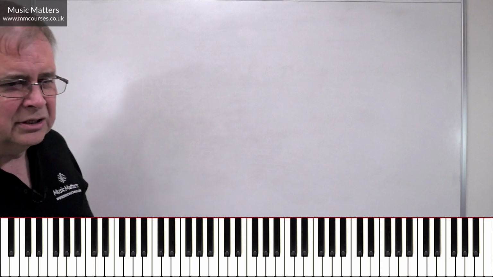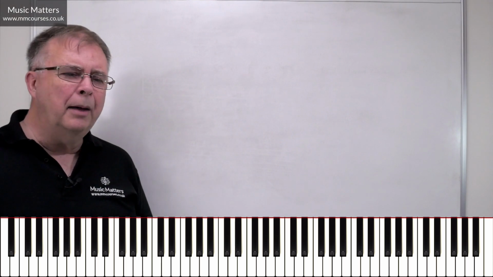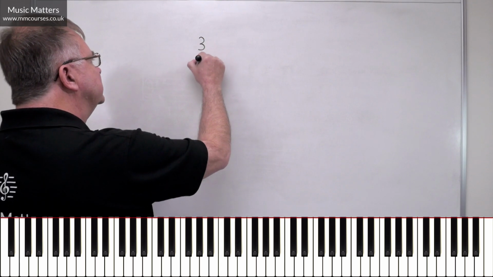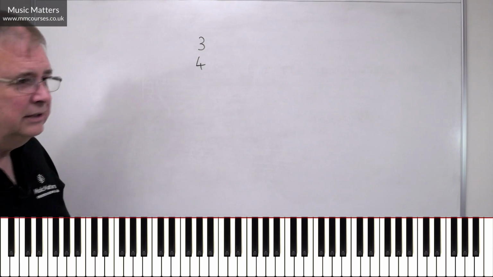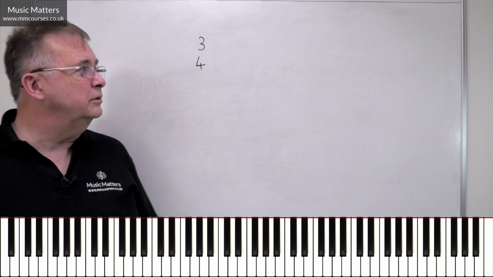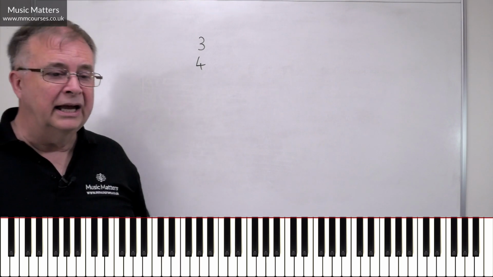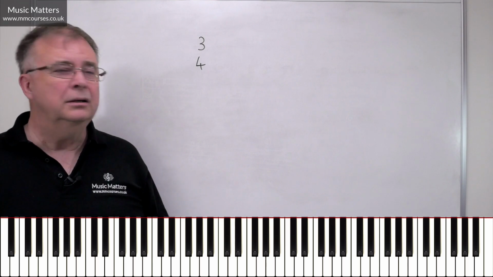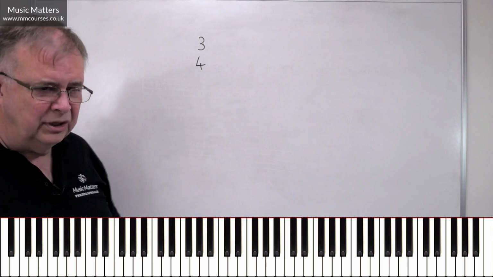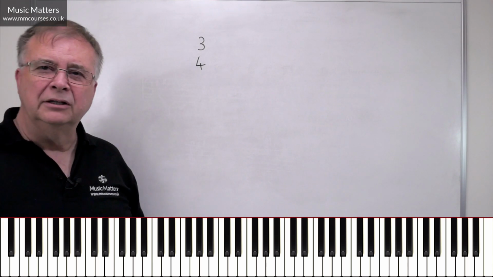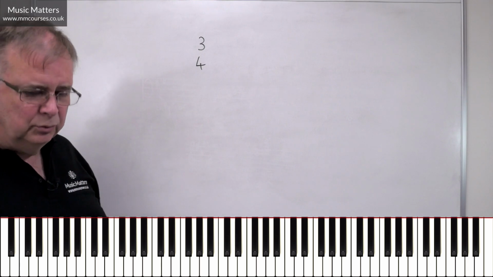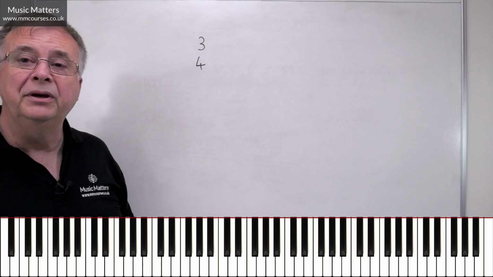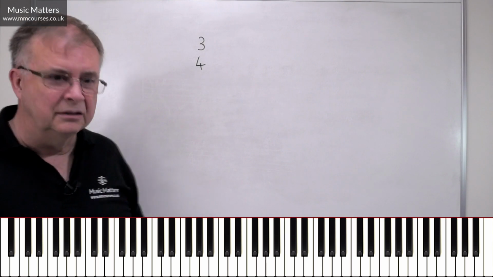Okay, so here's question number 1. What does the upper number mean in this time signature? So there's the time signature. Time signatures have two numbers, don't they? An upper number and a lower number. So here's the first question. What does the upper number mean in 3/4? So have a little think about that, scribble down the answer if you want to, and we'll move on to question 2. All the answers will be revealed at the end.